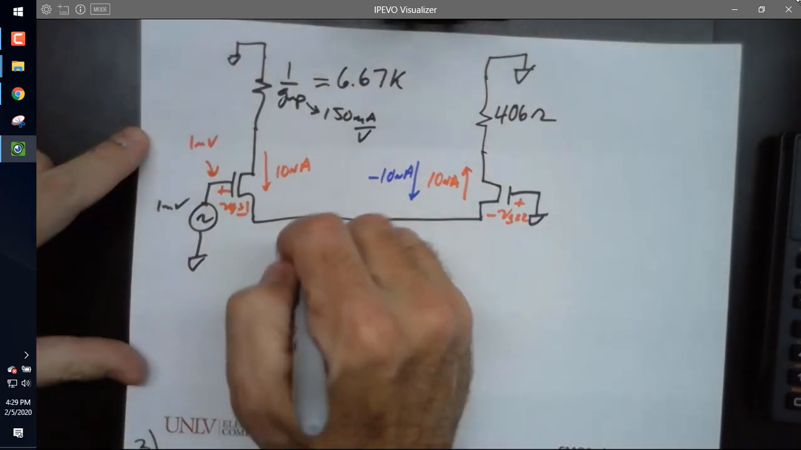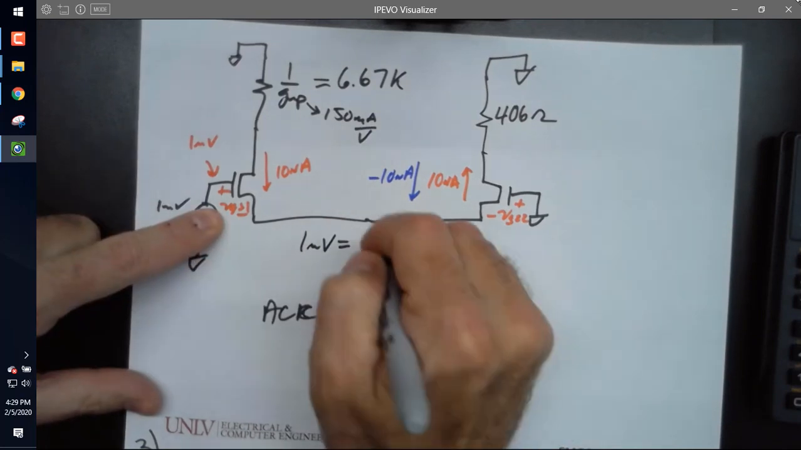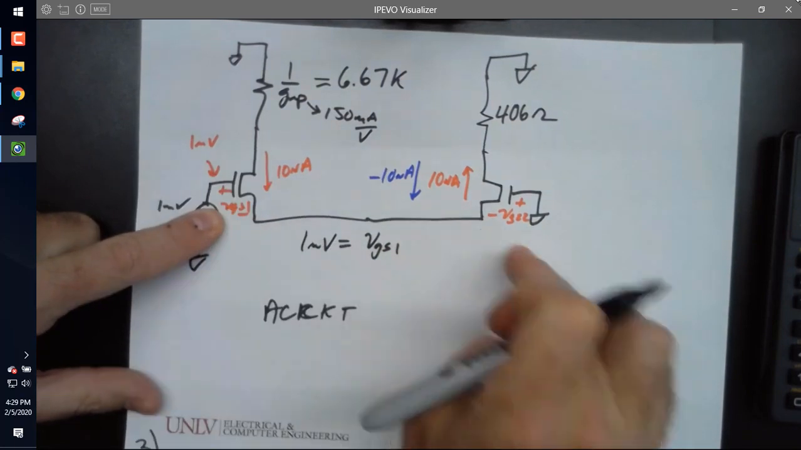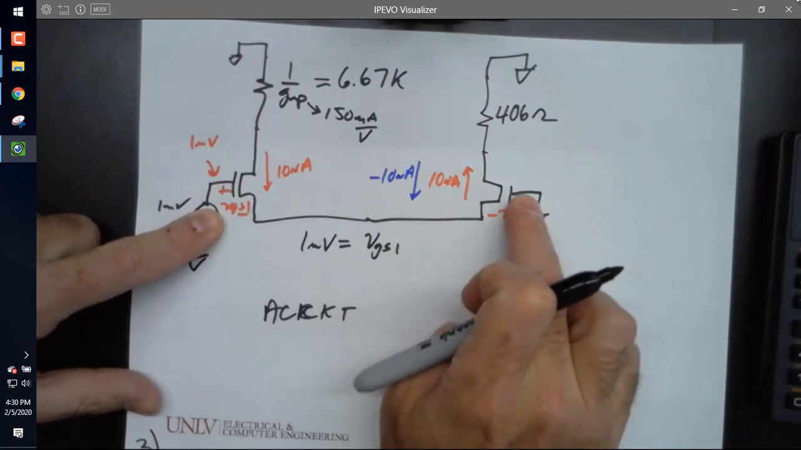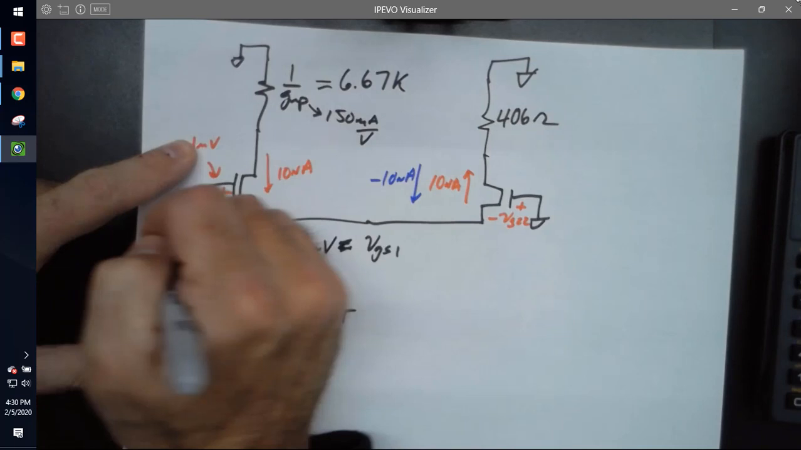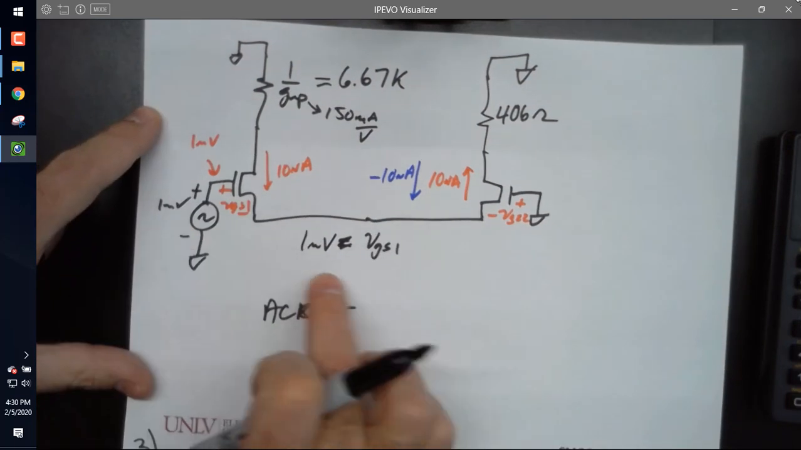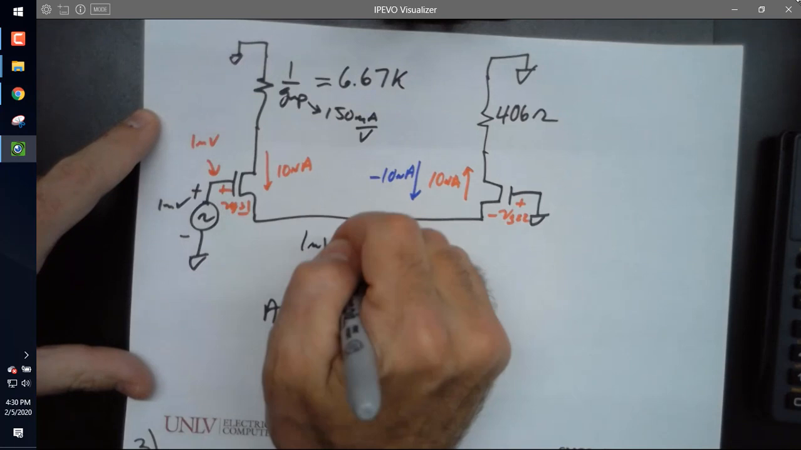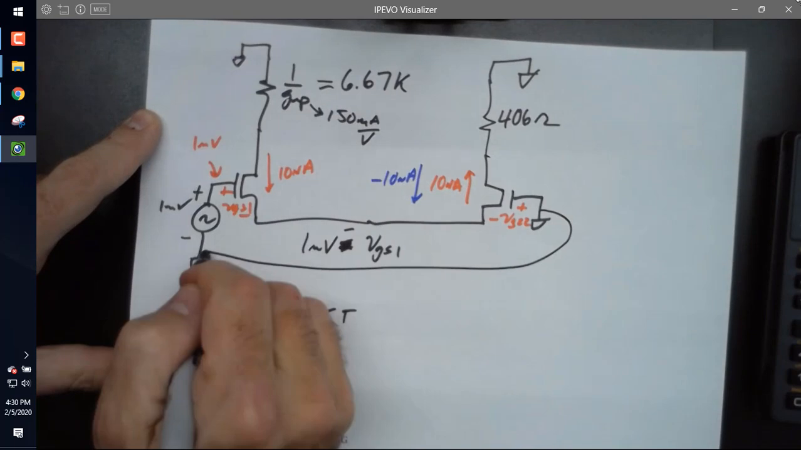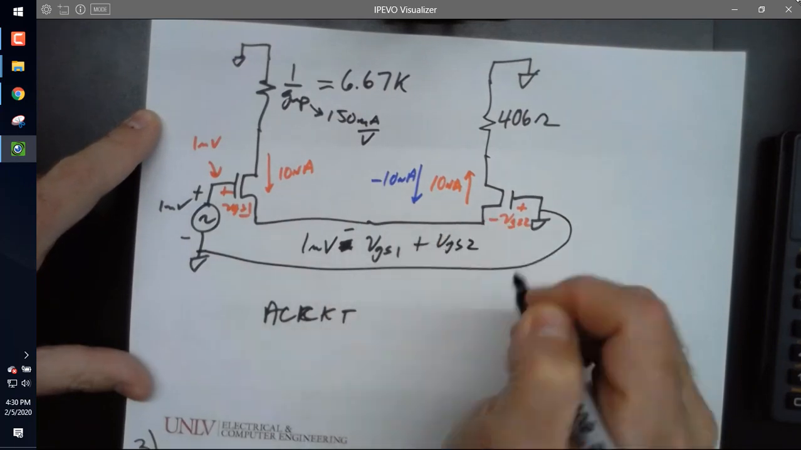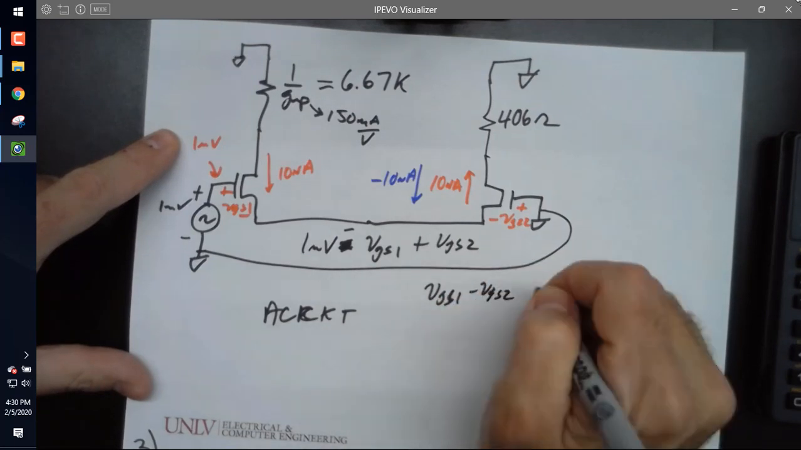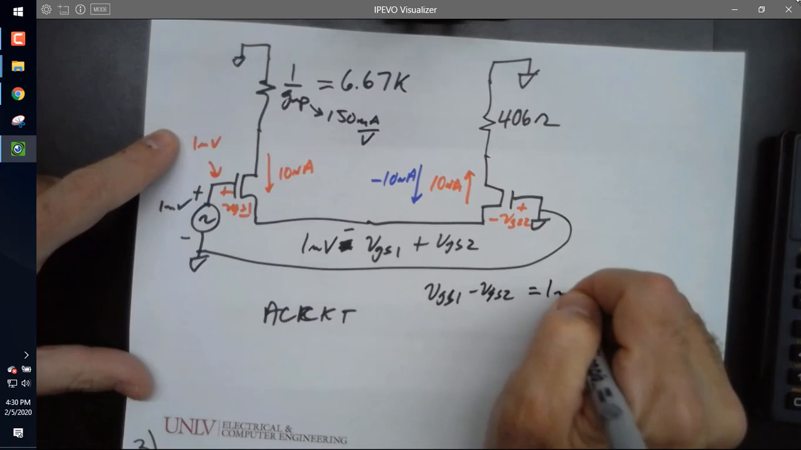Let's write 1 millivolt equals VGS1. Or how about I do it the first time like I did it in Circuits 1. So this would be 1 millivolt. I'm running uphill, 1 millivolt. Then I'm going downhill, so this would be minus VGS1. And then I'm going back uphill. And of course, these are tied together. Or VGS1 minus VGS2 equals 1 millivolt. Does anybody agree with that?